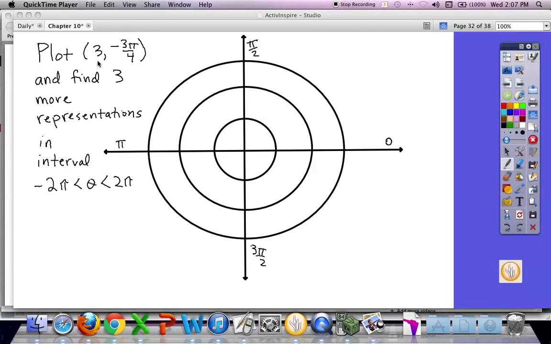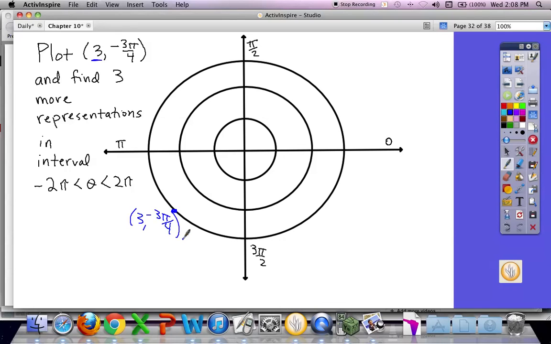If the radius is 3, then we know that we are somewhere on the 3rd circle. Where is the angle negative 3 pi over 4? Which quadrant is it in? The 3rd quadrant, right? Negative 3 pi over 4 is right in the middle here. So that point is about right there. That is 3, negative 3 pi over 4.